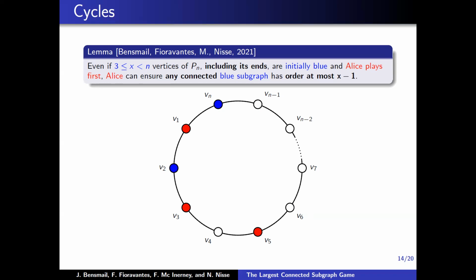Then she covers V5, and Bob must cover V4 for the same reasons. And she continues this all the way to the end of the cycle. And what we get is that because n is odd, at some point there must be 2 consecutive red vertices. So Vn minus 1, Vn minus 2. And so Alice will win with a score of 2 to 1.